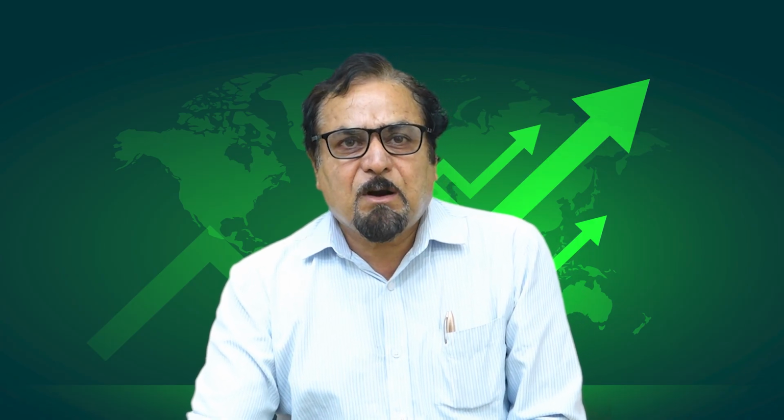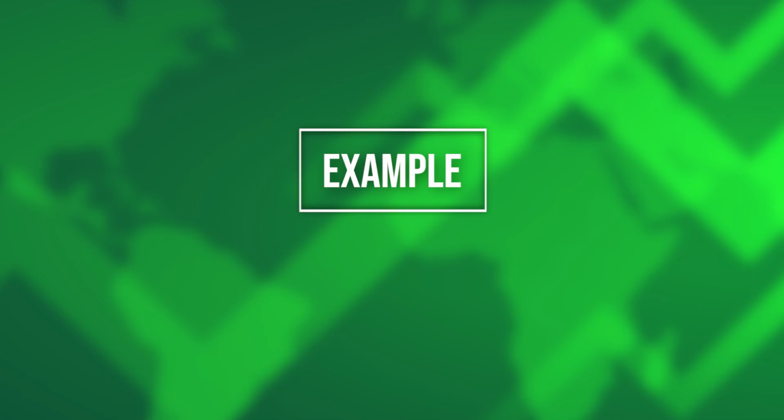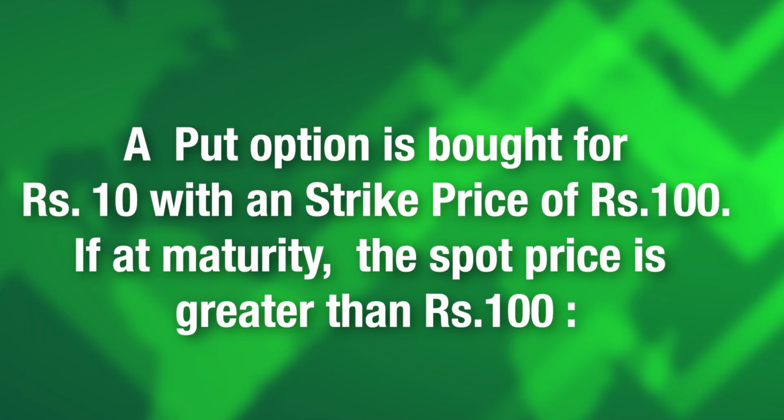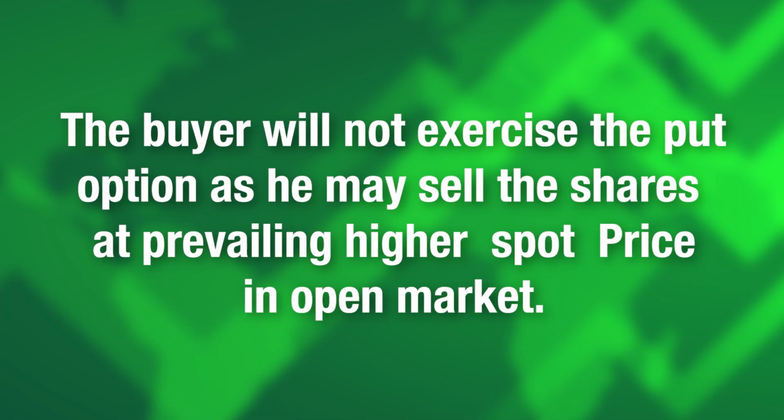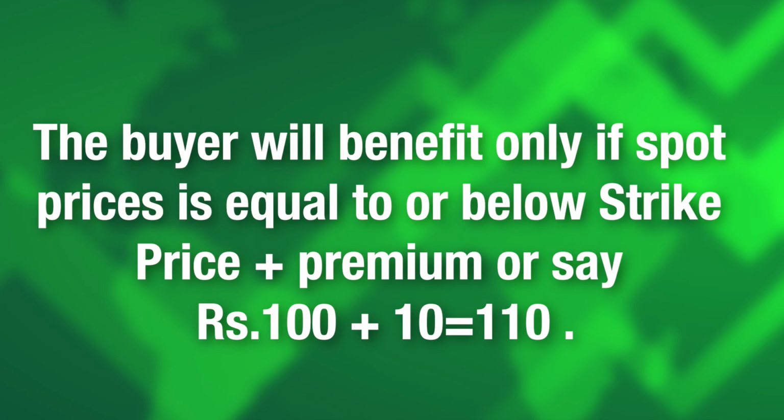See, a put option is bought for rupees 100 with a strike price of rupees 100. If at maturity the spot price is greater than 100, the buyer will not exercise the put option, as he may sell the shares at the prevailing higher spot price in the open market. The buyer will benefit only if the spot price is equal to or below the strike price plus premium.